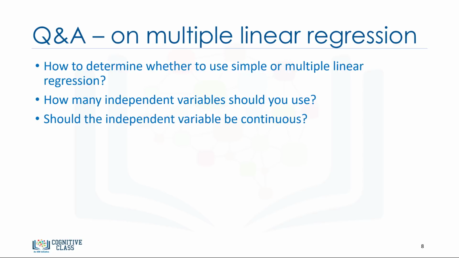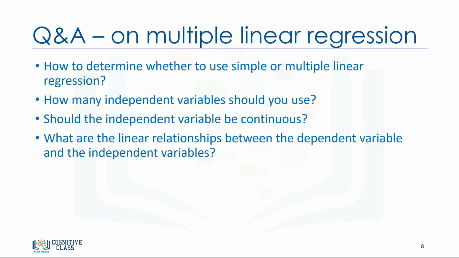The next question is, should independent variables be continuous? Basically, categorical independent variables can be incorporated into a regression model by converting them into numerical variables. For example, given a binary variable such as car type, the code dummies 0 for manual and 1 for automatic cars.